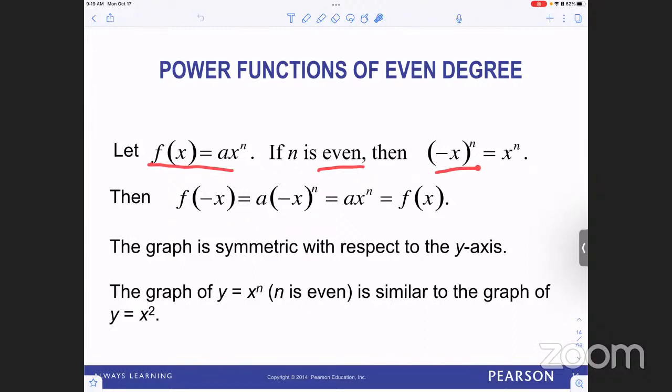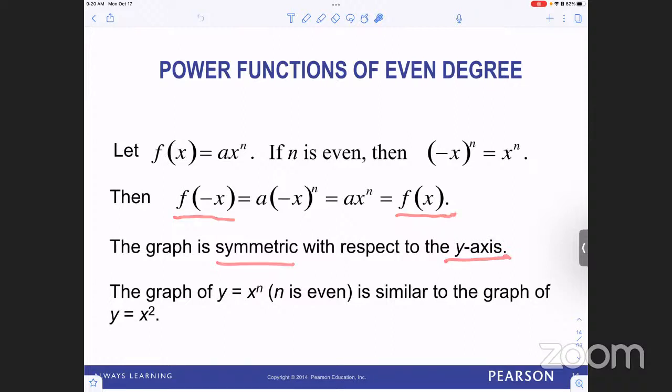If we consider negative x to an even power, an even number of negatives goes back to positive, right? So then f of negative x equals f of x. I think we talked about this before, but that's the definition of a function being even. When we evaluate f of negative x and we finish with f of x, the function is even. So when a function is even, that means we have symmetry with respect to the y-axis. That means you can fold it along the y-axis, and the left-hand side is a mirror image of the right.